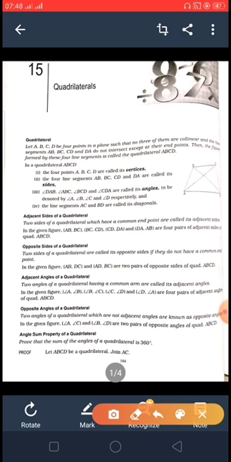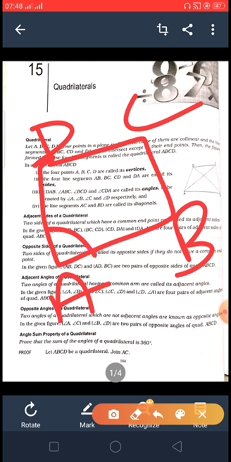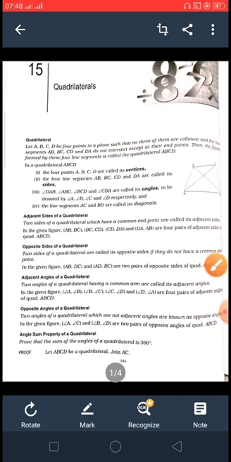Now the angles DAB, ABC, BCD, CDA are denoted by angle A, B, C and D, like this form. Suppose this is A, this is B, C and D. These are the angles denoted by angle A, angle B, angle C and angle D, clear.